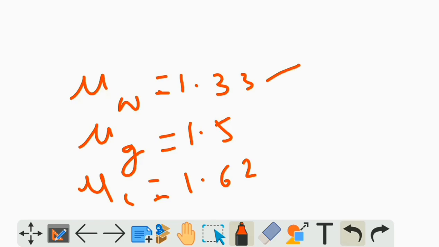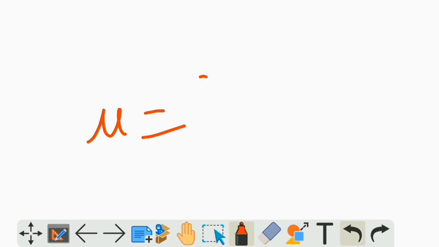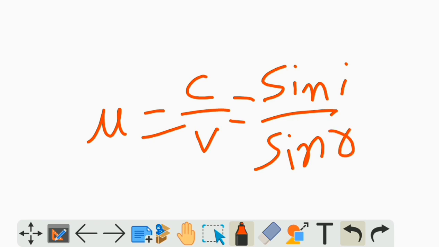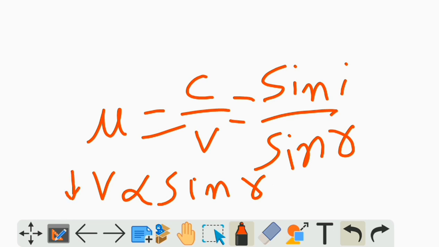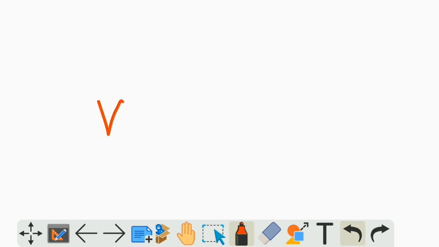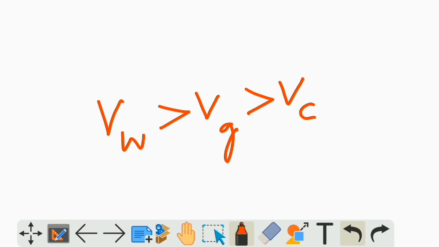Now see here, mu water is 1.33, mu g is 1.5, mu c is 1.62. We know the speed and mu are inversely proportional, isn't it? So the mu formula, let's write mu is equal to c by v is equal to sin i by sin r, isn't it? With respect to angle, if you write with this formula, you can write v is proportional to sin r. Understood? Now whichever has less speed, its sine angle also will be less, so that the angle of refraction also will be less. Understood? Now by this you can say V water is greater than V glass is greater than VC, isn't it? Because C has more refractive index.